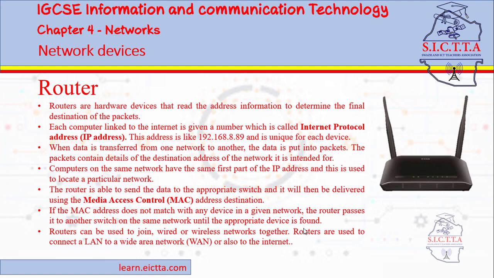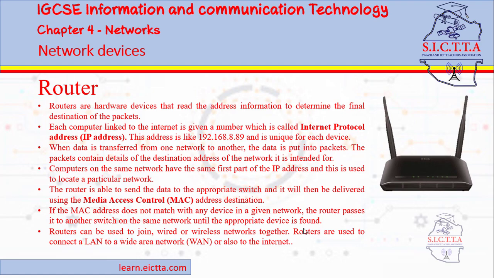When data is transferred from one network to another, the data is put into packets. The packets contain details of the destination address of the network it is intended for. So if I'm sending a file over the internet from my device to your device, then it will use the IP address to determine which device I want to send my file to.